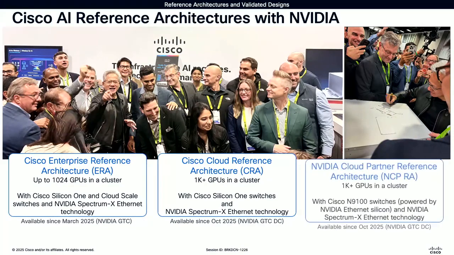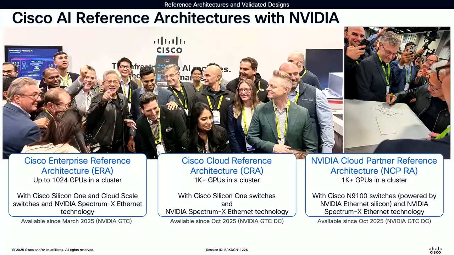And the third key reference architecture is related to the photo that you see on the right, where Jensen, CEO of NVIDIA, is signing on a switch. That's a special switch. Why? Because within the switch, the ASIC that we have used is the NVIDIA Spectrum Ethernet ASIC. So it's NVIDIA's ASIC, but it's a Cisco switch. And we use that switch because it is compliant with a program from NVIDIA called the NVIDIA Cloud Partner Reference Architecture. So if you care about it, that's the switch to look at. If you don't care about it, forget it, right? Go with the Cisco reference architecture.